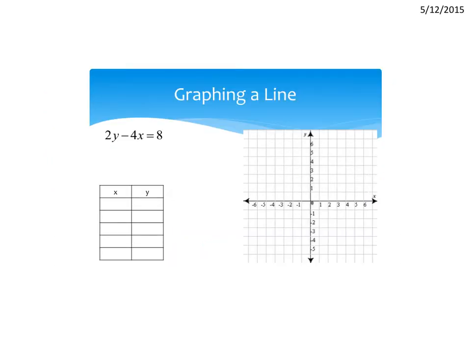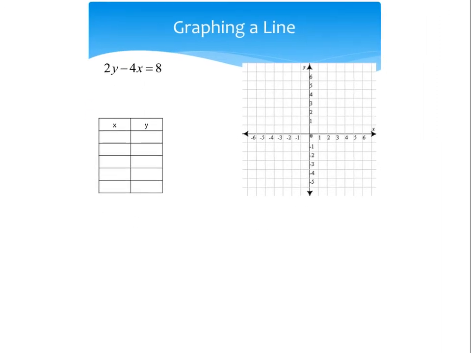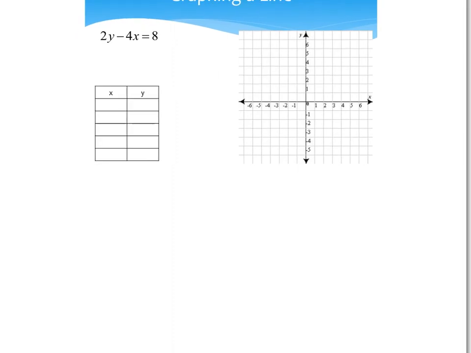And let's try another one here. We've got 2y minus 4x equals 8. So I'm going to move up a little bit, make some room here. Okay, so let's try some different values. Let's go with -1, 0, 1. In the interest of time, we'll just stop at 2. So we've got 2y minus 4x equals 8.